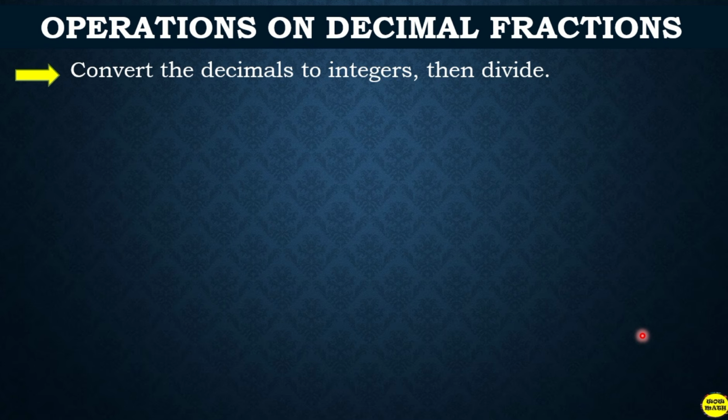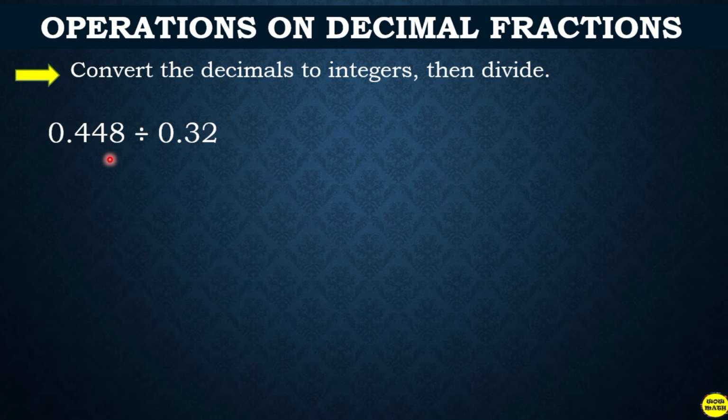Okay. Now, let's have the division of decimal fractions. How do we divide decimal fractions? Okay. So, all you have to do is to convert the decimals to integers. Pag sinabing integers, positive integers. Okay. So, since positive integers tayo, and then, after converting, divide natin.